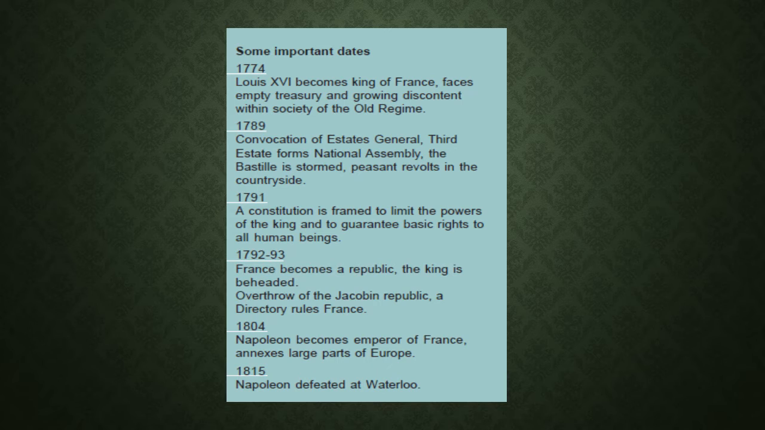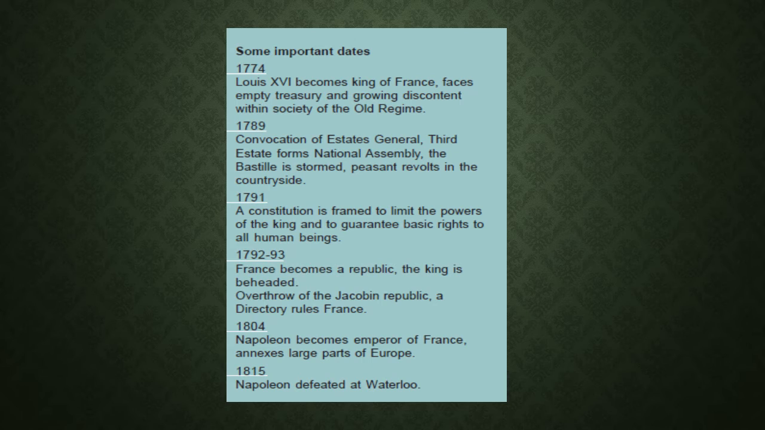A constitution is framed to limit the power of the king and to guarantee basic rights to all human beings. The king's power is limited and comes under the control of the National Assembly and the Estates General, and he will abide by the constitution. The Constitution of France guarantees rights to all human beings. These are the two important events that happened in this period.